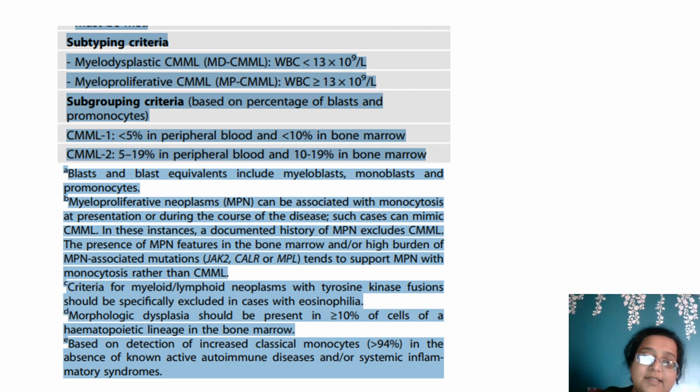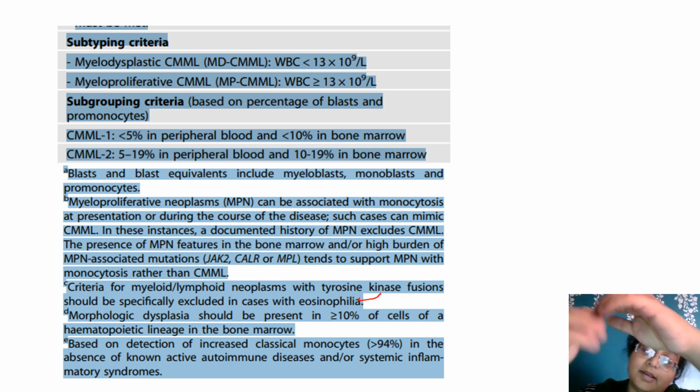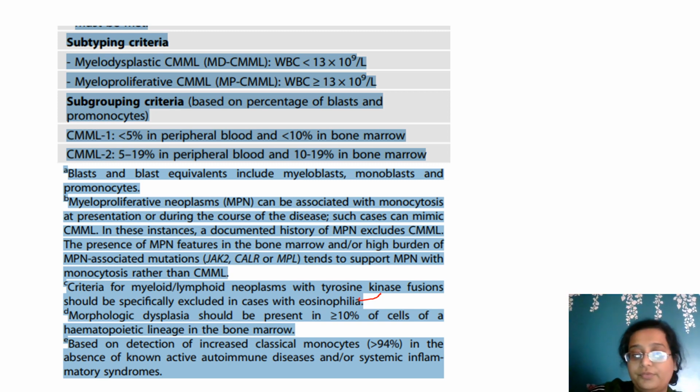Then criteria C is that myeloid lymphoid neoplasm with TKI should be specifically excluded in case of eosinophilia. So if you get a case where you are confused whether it is CMML or MPN, and then there's this latest group of myeloid lymphoid neoplasm with tyrosine kinase fusion, you have to rule out whether eosinophils are increased. And if you are getting eosinophilia in such a picture, you might want to rule out myeloid lymphoid neoplasms with TKI, tyrosine kinase fusions, rather than calling it an MPN or an MDS-MPN.